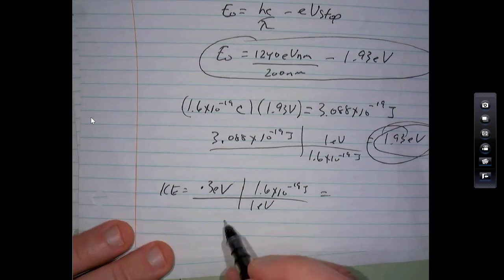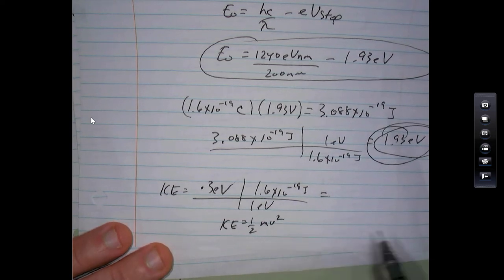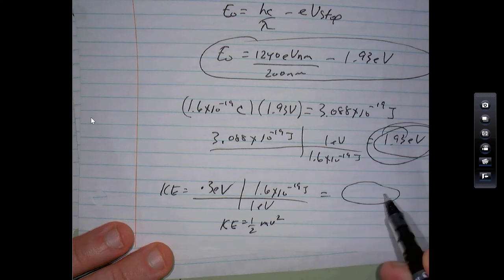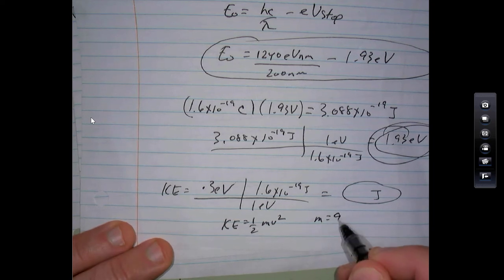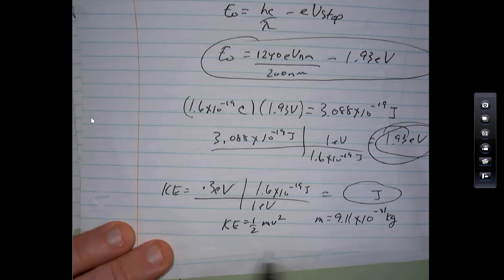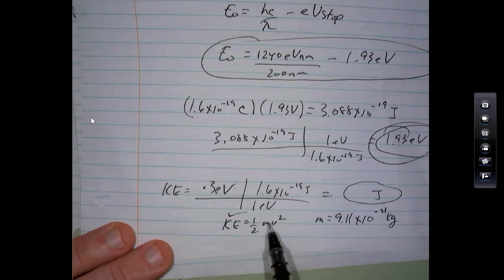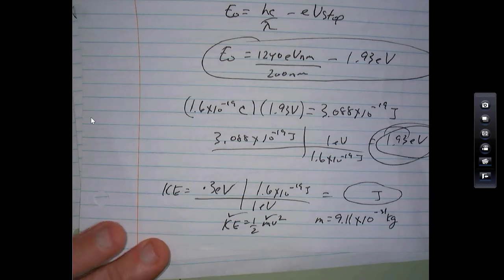Don't forget what kinetic energy is, though. 1/2 mv squared. So once you get the amount of kinetic energy in joules, it's an electron, so you know the mass. 9.11, I think it's to the minus 31st kilograms. So once you know the kinetic energy, and it's an electron so you know the mass, do some algebra and figure out what the speed would have to be.